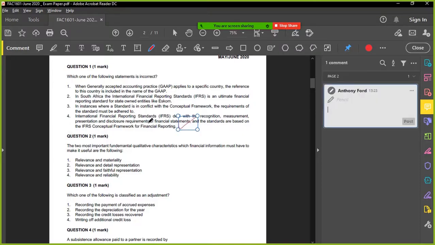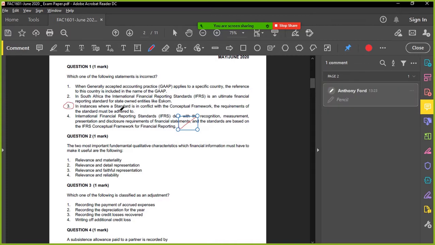4, okay. 3, I'm actually happy with because of what I've read. It could be something to consider in terms of this and that. Okay, if there's a conflict, meaning they don't see eye to eye, basically. Here they said when GAAP applies to a specific country. Okay, so you do get SA GAAP. That was what it was referred to previously before it was harmonized with IFRS. Okay, you do get US GAAP as well.